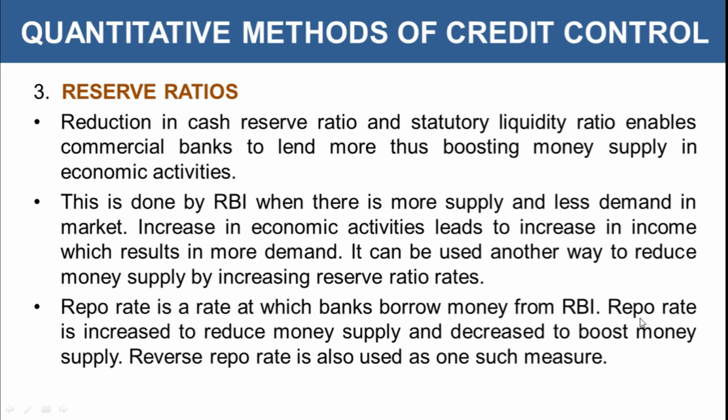And in the same way, if repo rate is decreased, it will boost the money supply. Another is reverse repo rate, which is also used as one such measure when RBI borrows from commercial banks. So these are all the tools which are being used by RBI to control money supply in the economy. Whether we talk about the reserve ratios or the open market operations, these are all the quantitative tools used by RBI.